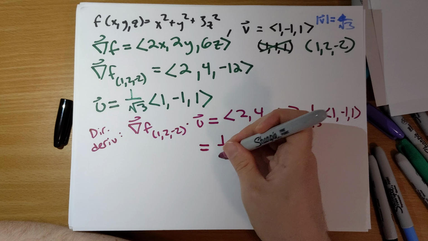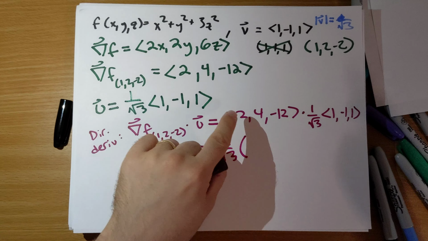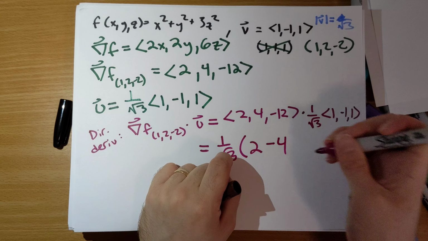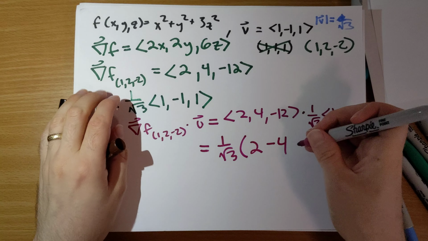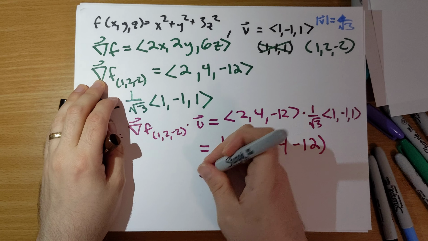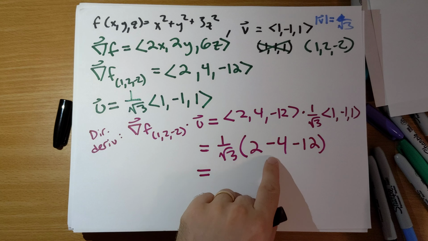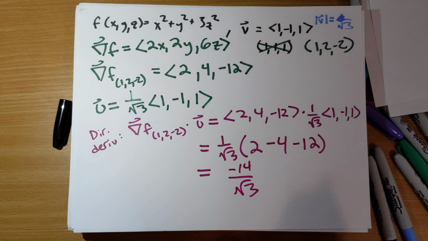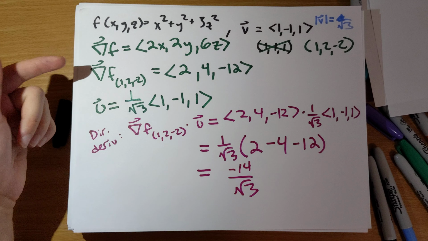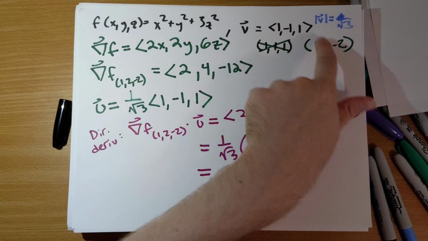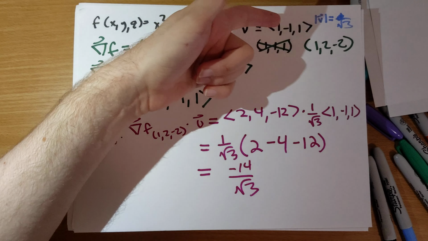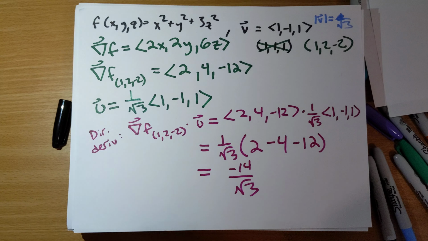What do we end up with? 1 over square root 3 times 2 times 1 is 2, 4 times minus 1 is negative 4, negative 12 times 1 is negative 12. So this should be negative 14 over square root 3. So if we're at this point moving in this direction, we're actually decreasing. Our function is decreasing, moving in the direction of this vector at this point.